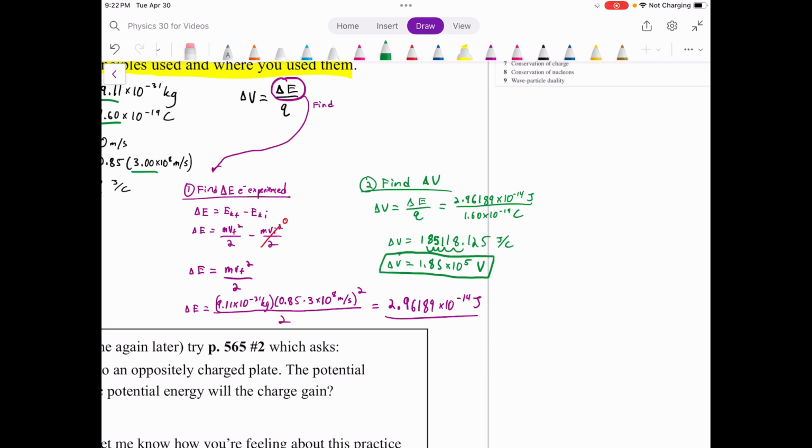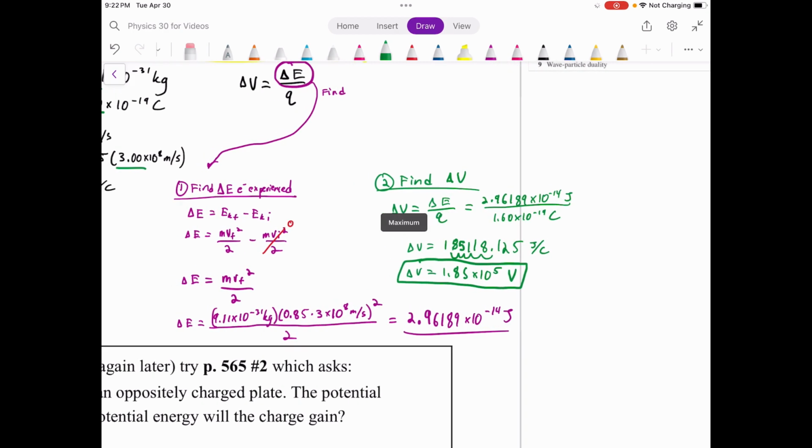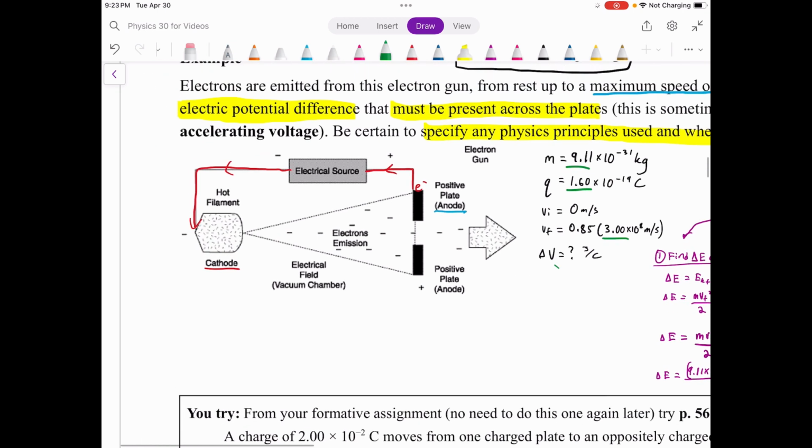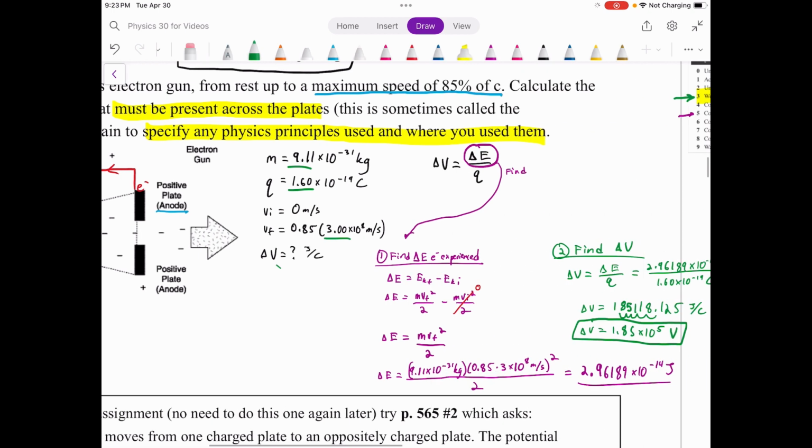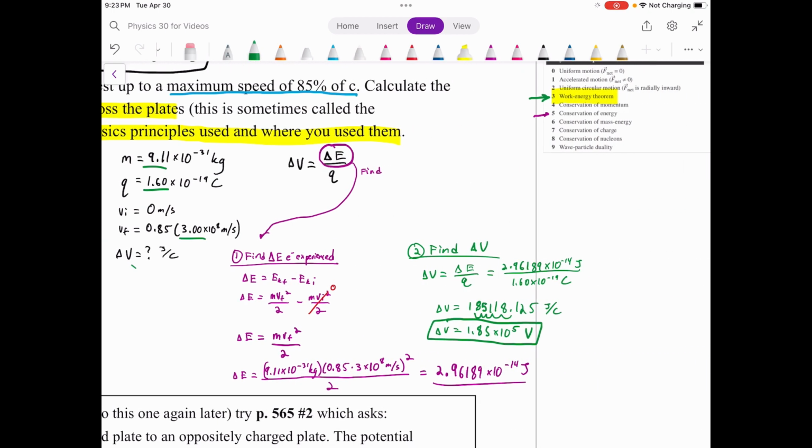That's the potential difference. And again, like all voltages, aka potential differences, this is a comparison between two positions, right? It's saying between these two positions, charges will gain or lose that much potential energy for every coulomb of charge that they have, right?